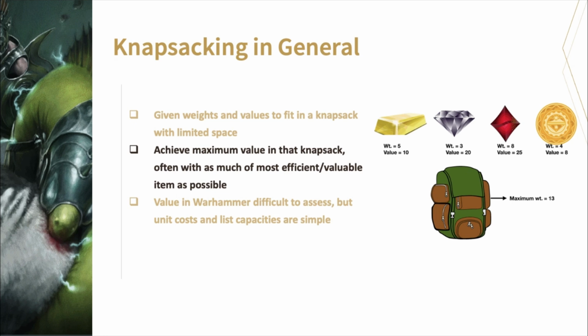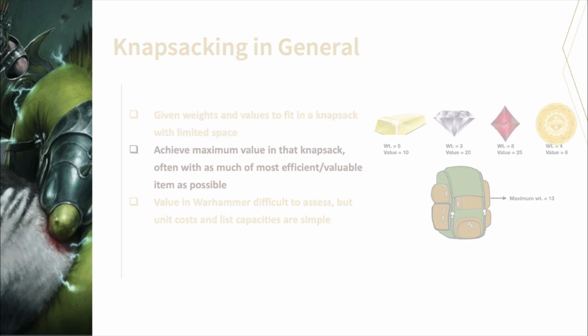Maybe you want to play a super Timmy list where you only take monsters as battle line. Or maybe you want to go with a horde list, and this is of higher value to you than other things. Essentially, all you're doing is putting a priority on one given concept, leaning into it as hard as possible, and then filling in the rest based off of some minimum restrictions that you need to have. Like I said, unit costs and list capacities are simple. So let's move on to that, and we'll talk about that a little bit more.